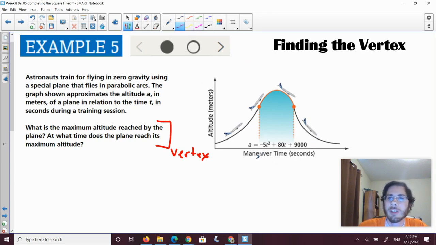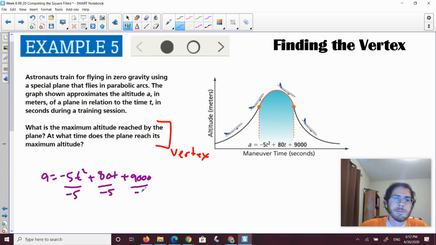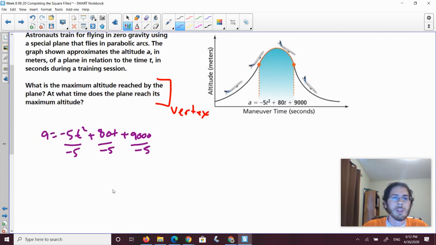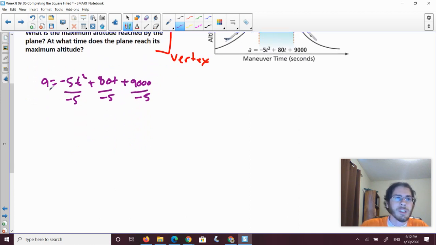So I've got my equation down here. They gave that to me. So I know that A is negative 5t squared plus 80t plus 9,000. And that makes sense. Our parabola is upside down, so we should have a negative there. To complete the square, I have to make sure that my t squared is just by itself. So I need to divide everything by negative 5. I have to divide this side by negative 5 also.